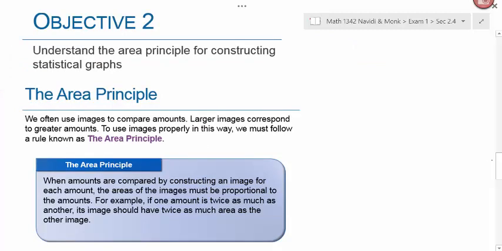We often use images to compare amounts. Larger images correspond to greater amounts. To use images properly in this way, we must follow a rule known as the area principle. The area principle states that when amounts are compared by constructing an image for each amount, the area of the images must be proportional to the amounts. For example, if one amount is twice as much as the other, then its image should have twice as much area as the other image.